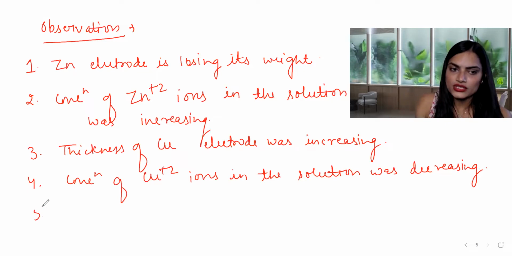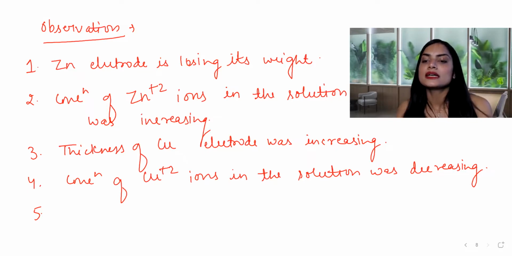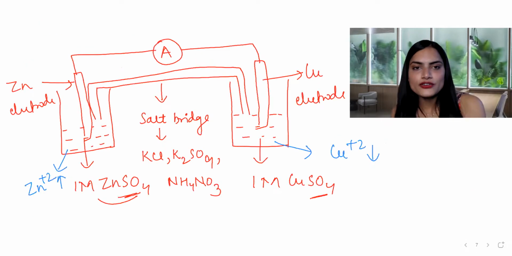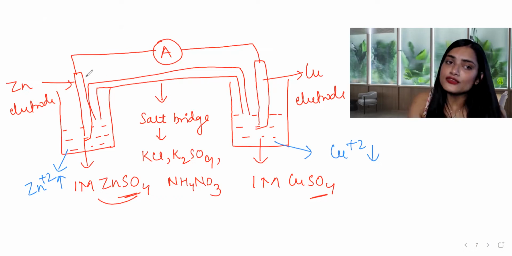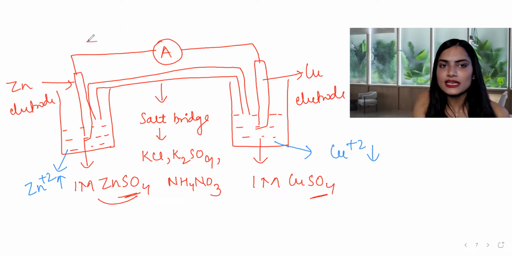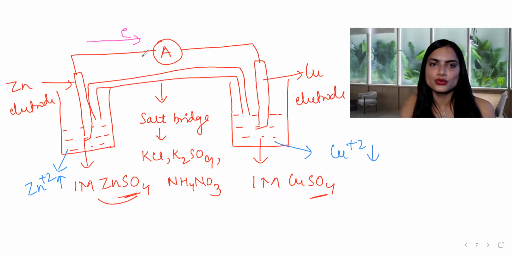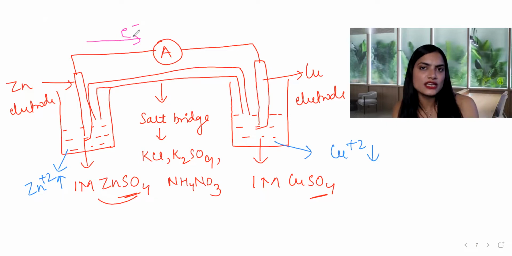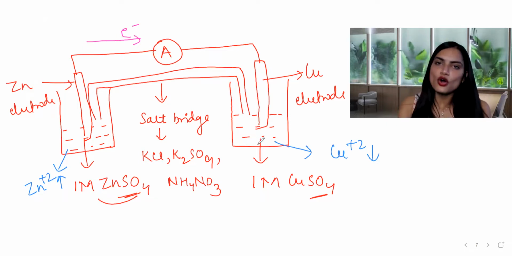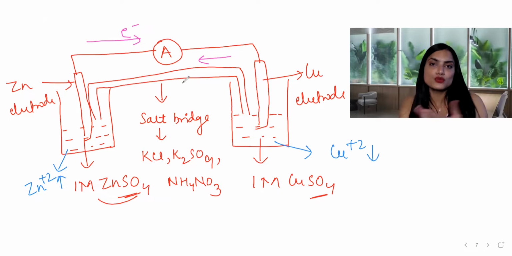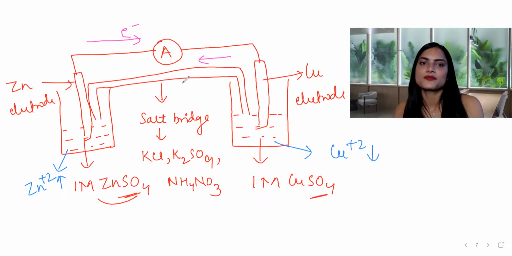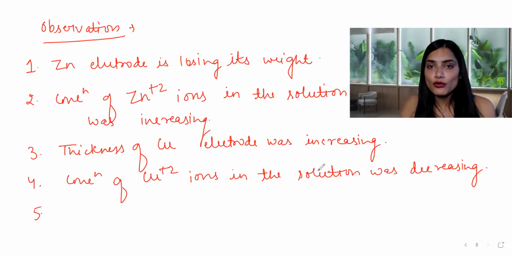Also, the last point which was observed was that there was a flow of electric current. That means the electrons were flowing from the zinc electrode to the copper electrode, and obviously because current flows in the opposite direction, current was flowing from the copper electrode to the zinc electrode, which was observed with the help of an ammeter. So there was a flow of current.